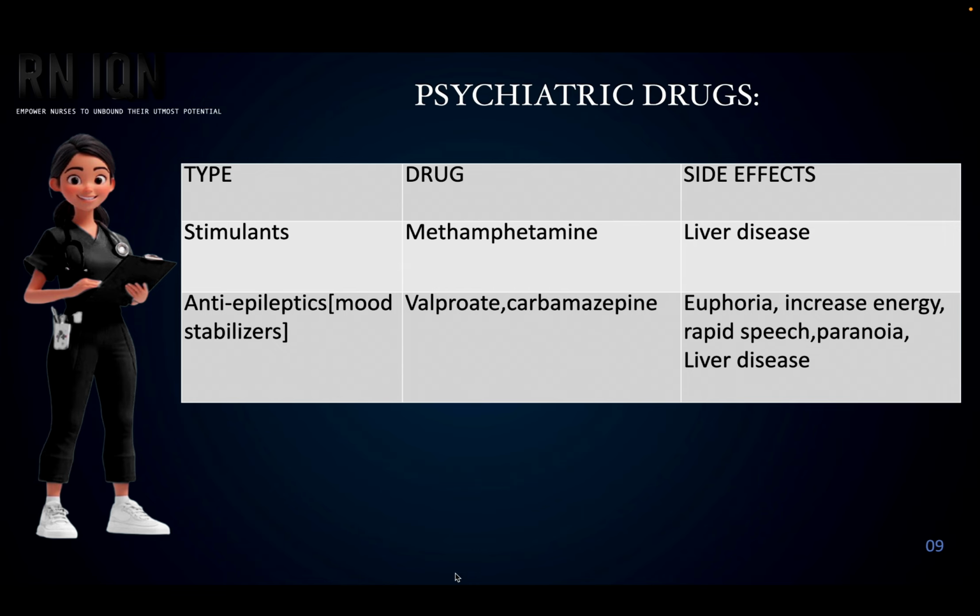And moving further, you can see anti-epileptics, that are mood stabilizers, especially sodium valproate, carbamazepine. These are the common drugs, and they are used for epilepsy and to stabilize mood in bipolar disorders. And major side effects are euphoria, that is exaggerated happiness. Those who are taking this medication may have high energy level, rapid speech, paranoia and liver disease.